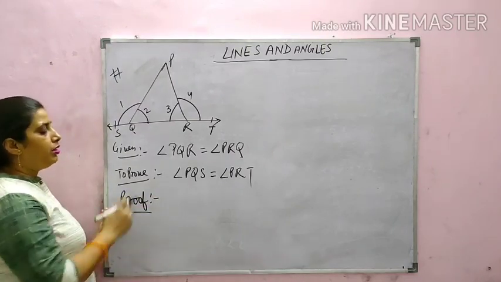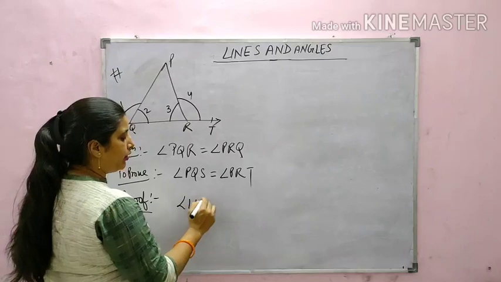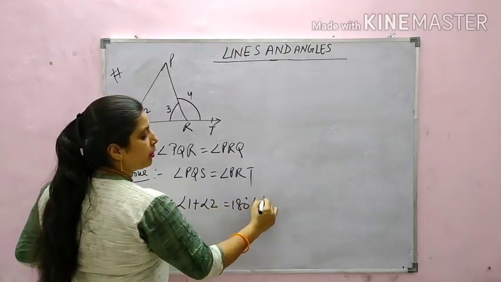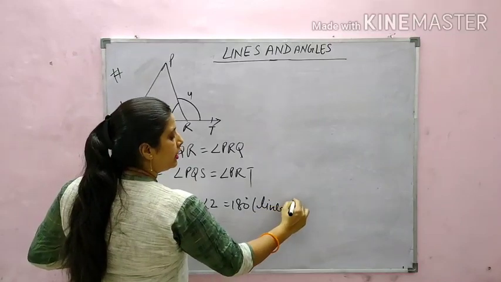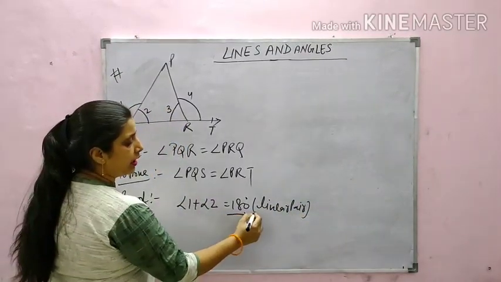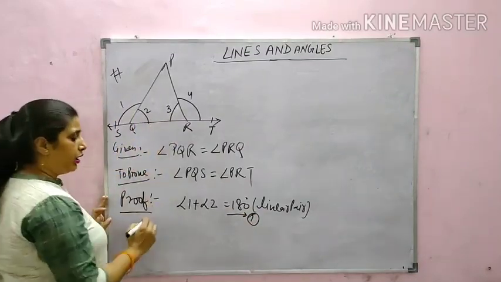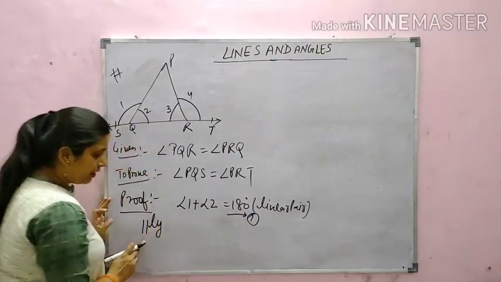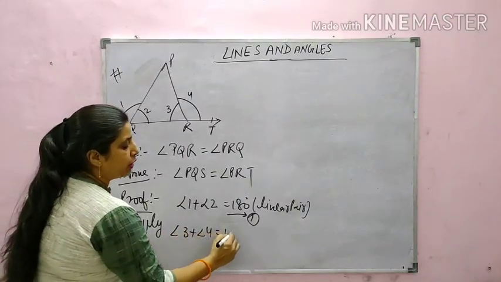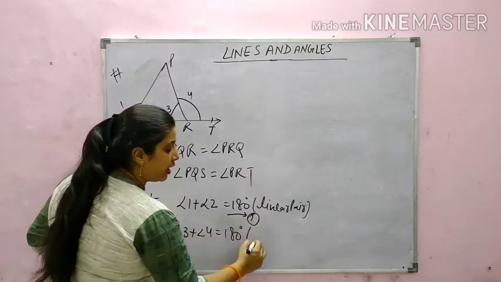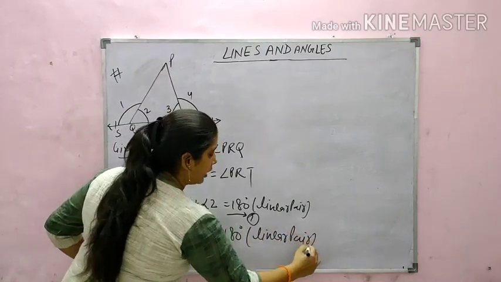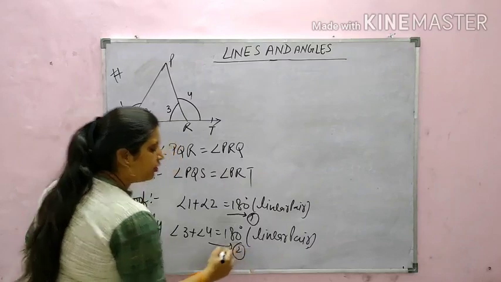In this question, first of all I am writing here angle 1 plus 2 equal to 180 degree. Which type of angle? Linear pair. Clear? Now this is our equation 1. Similarly, angle 3 plus angle 4 equal to 180 degree. Same reason, linear pair. Clear? This will be our equation 2.